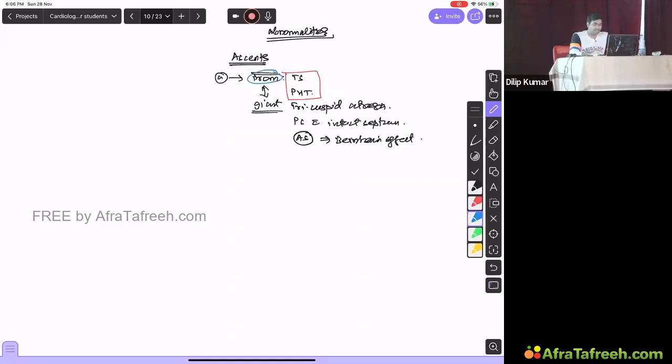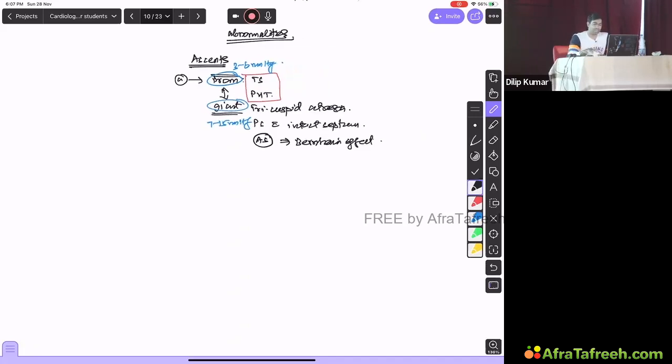Prominent A wave means 3 to 6 millimeters of mercury. The A wave pressure should be 3 to 6 millimeters of mercury. Giant A wave means it will be 7 to 15 millimeters of mercury. That's the definition of giant A wave. And prominent A wave as well as giant A wave have similar causes. Both have the same cause, only the pressure is different. The cutoff is different, but apart from that, everything is the same.